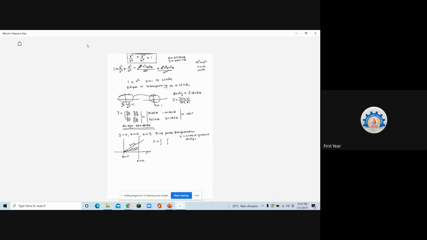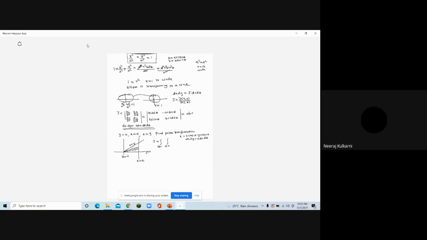Quickly, what is dx dy? r dr d theta. Good. Tell me the limits: limits in terms of r and limits in terms of theta. Theta is simple. Tell me the limits of theta.